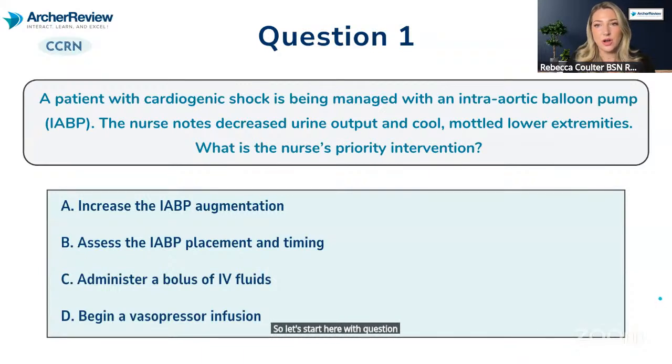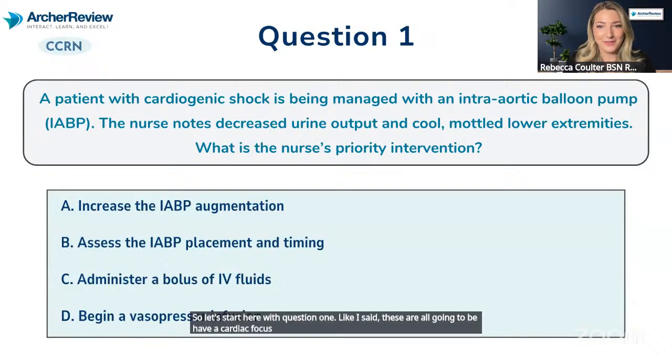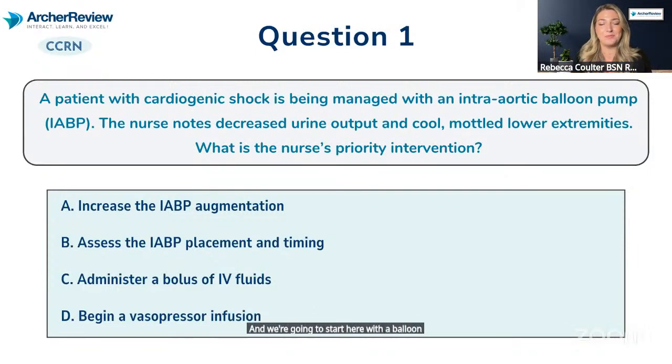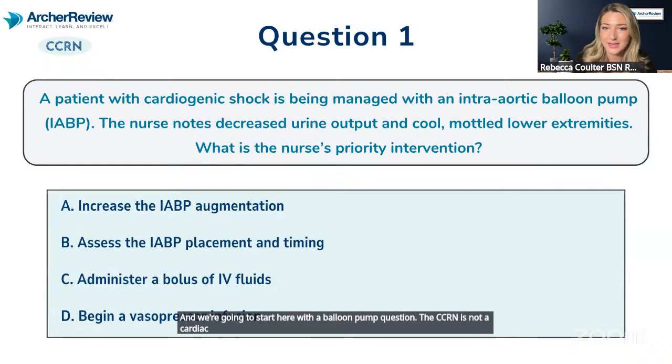Like I said, these are all going to have a cardiac focus. I wanted to kick things off with my favorite system, so I'm a little biased to it. And we're going to start here with a balloon pump question. The CCRN is not a cardiac surgery or cardiac medical exam. There are other certifications for that.